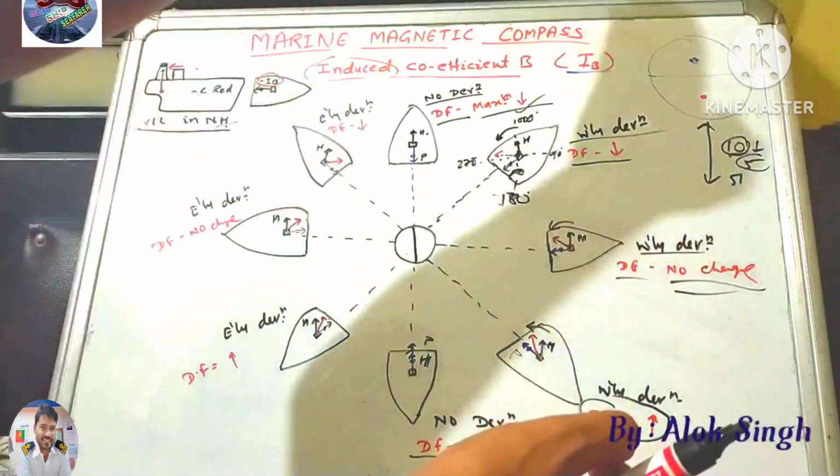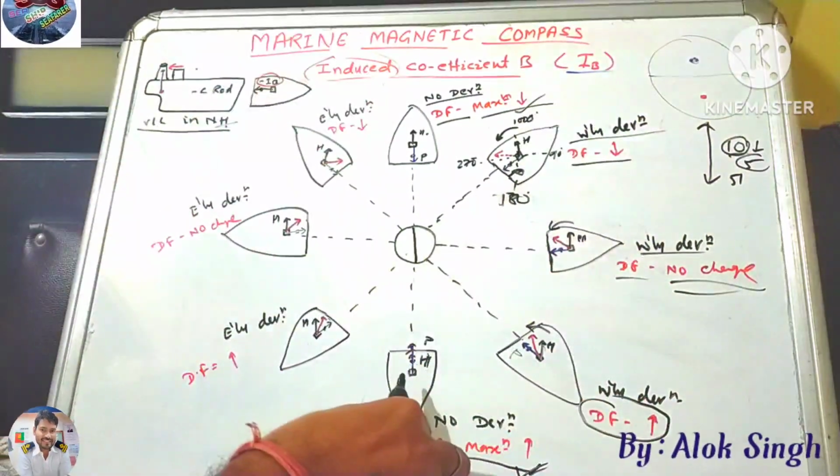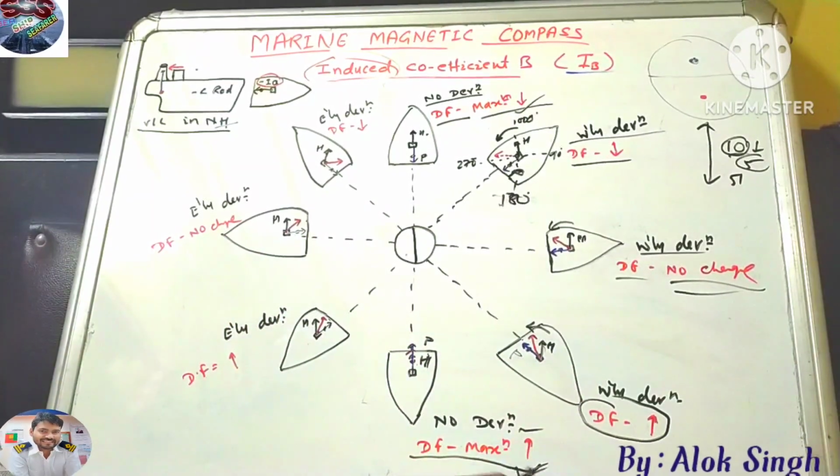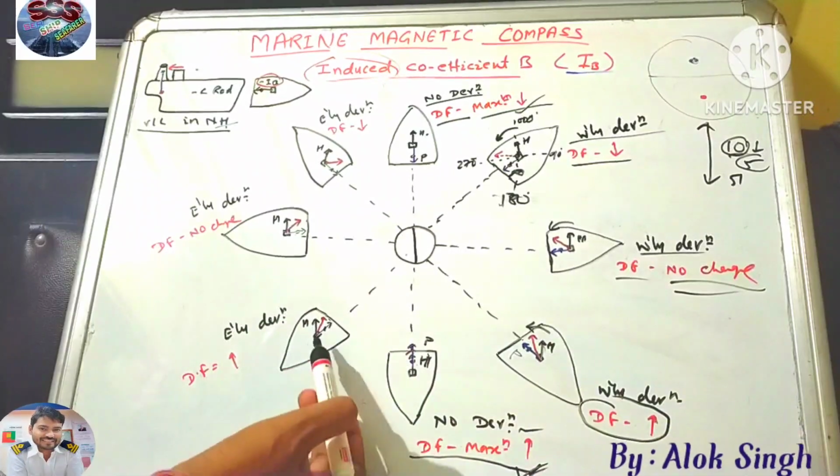It was in the north and it is being taken to the north. So the magnitude will increase, but there will be no deviation. So deviation will be nil, and directive force will be maximum. The opposite of that will be here.